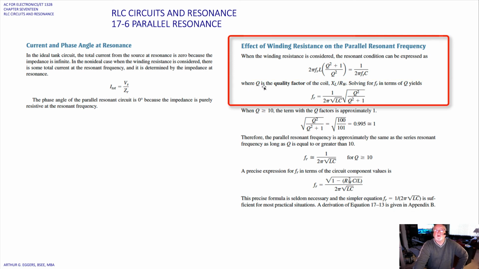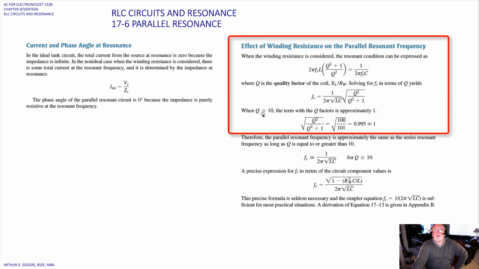In this case, the Q is the quality factor of the coil, X sub L over R, the resistance of the windings. Solving for the resonant frequency in terms of the quality factor yields that relationship. All we've done is moved our terms around, and now you can see here we have our familiar square root of LC, and now we have the square root of Q squared plus 1. So all we've done is manipulated this first equation and solved for the resonant frequency.